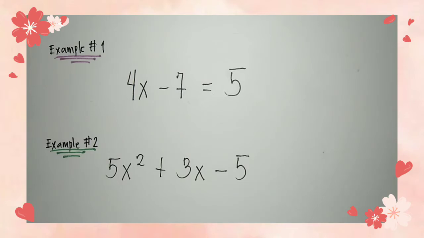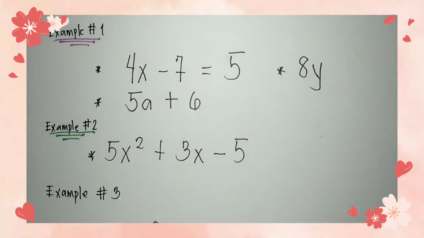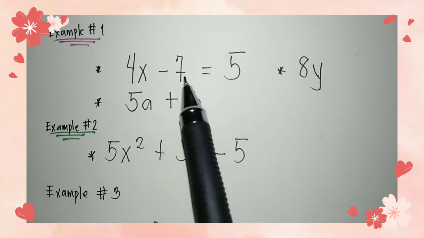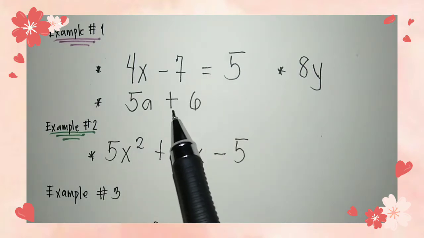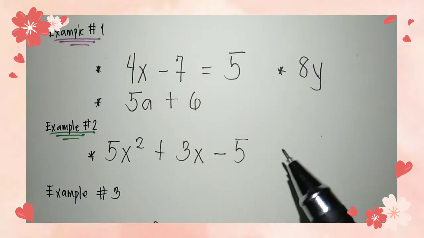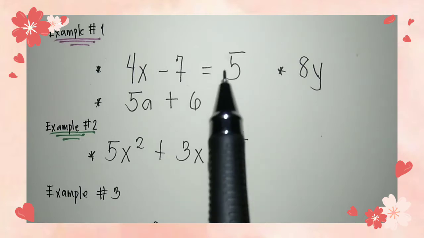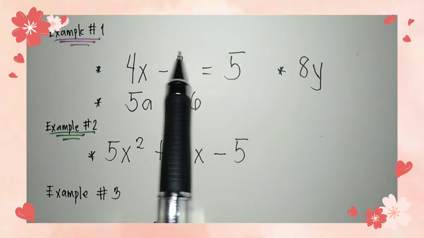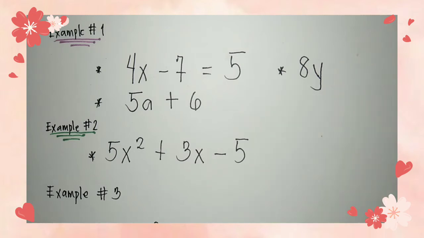So, the most commonly used letters na ginagamit sa algebra is X, Y, A, and B. So, marami yan, mga formulas na ginagamitan ng mga letters. And it is para i-represent kung ano ba yung mga terms sa algebraic expression. Ayan na nga, mas pinadami na natin yung example. So for our examples, we have 4x minus 7 equal 5, 5a plus 6, 8y, 5x squared plus 3x minus 5, okay? So, remember na sinabi ko na kanina na ito ay algebraic equation and these are algebraic expression.